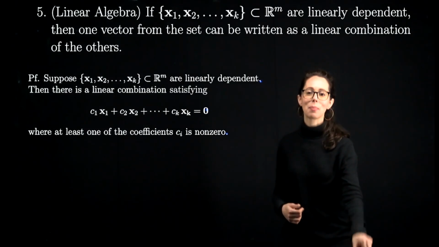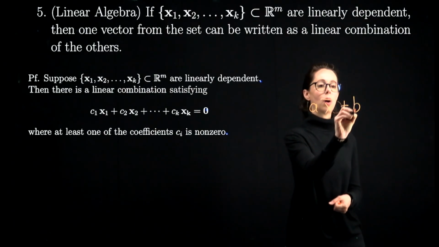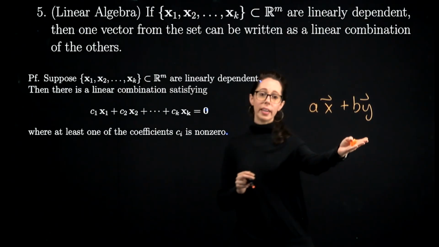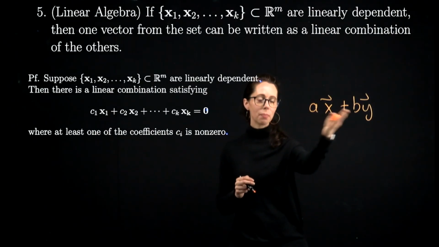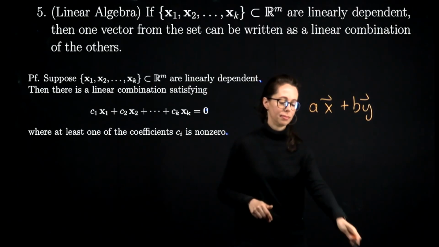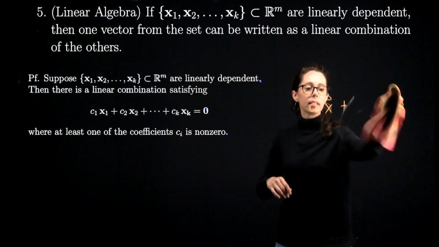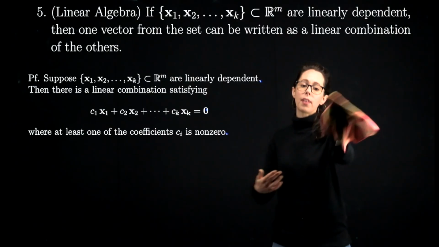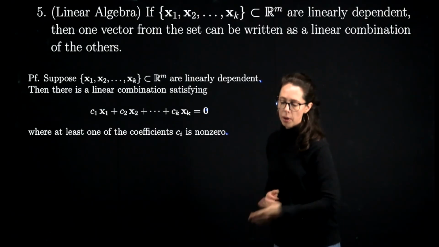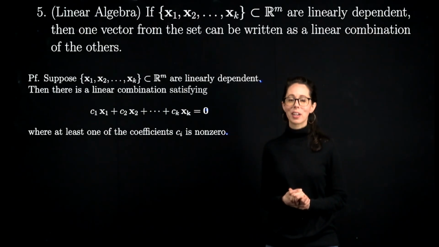Let me just do a quick example over here. ax plus by. This is a linear combination of the vectors x and y, where here a and b are scalars. Okay, so we want to show that a vector in our set can be written as a linear combination of the other vectors in the set. Let me pause for just a moment, let you read through the definition of linear dependence that I've put up here, and then I will talk you through it.